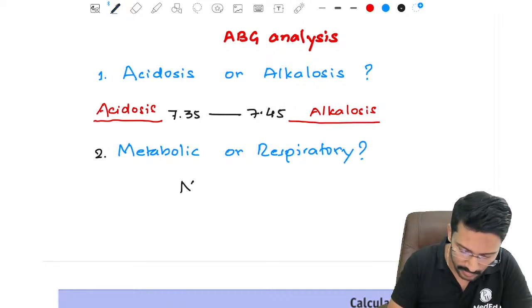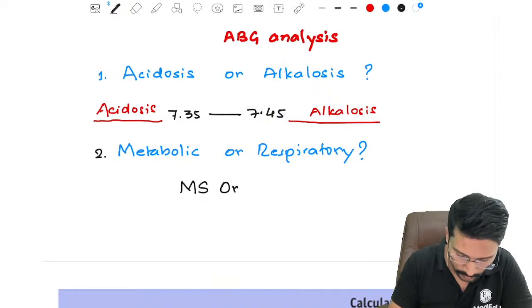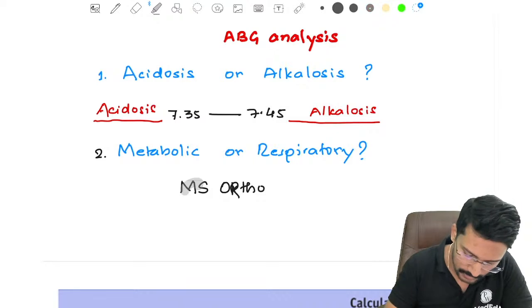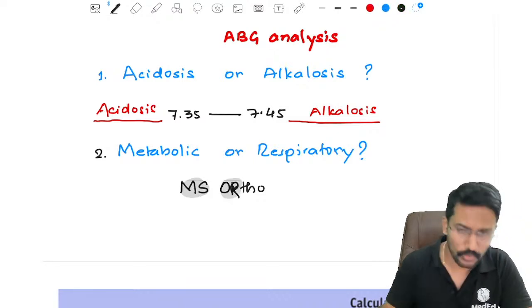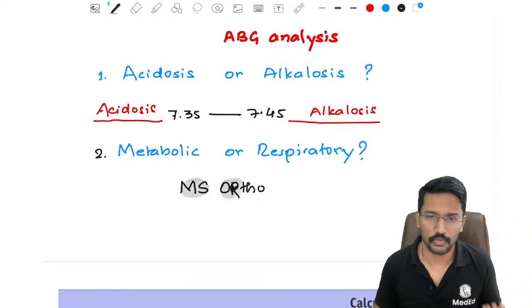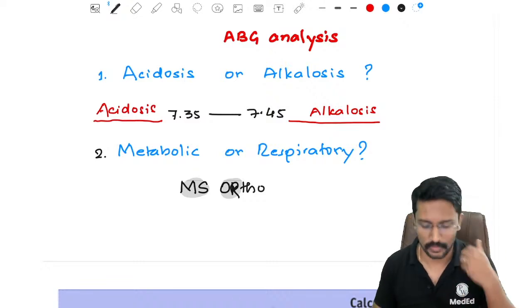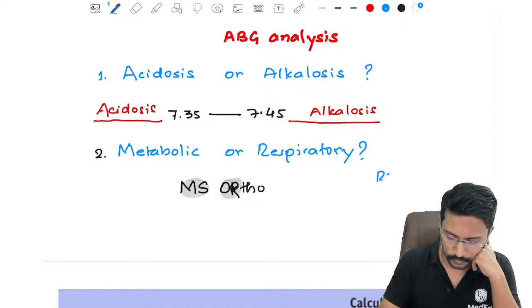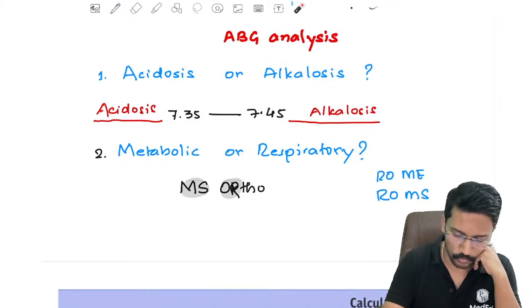Now for this, there is a mnemonic. I call it as MS ortho. MS ortho is the mnemonic. You can also get other mnemonics, like you can also remember it as ROM or ROMS, right? Other mnemonics are ROM or ROMS. Okay, now I'll tell you what it stands for.